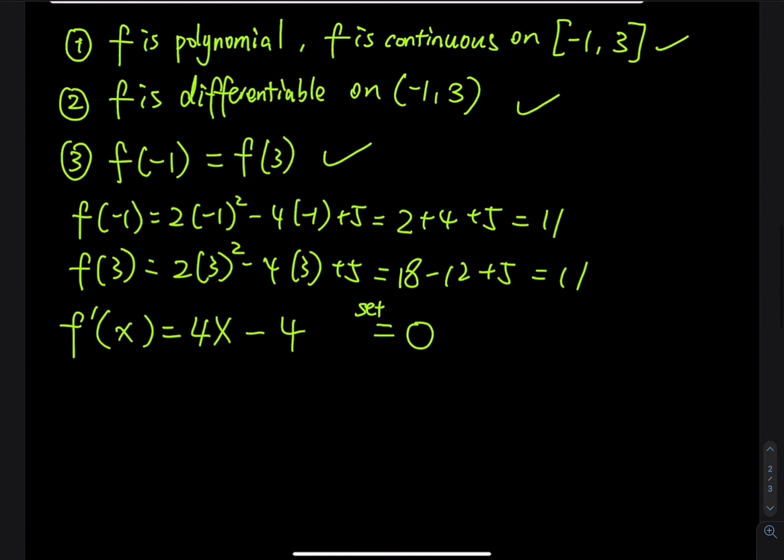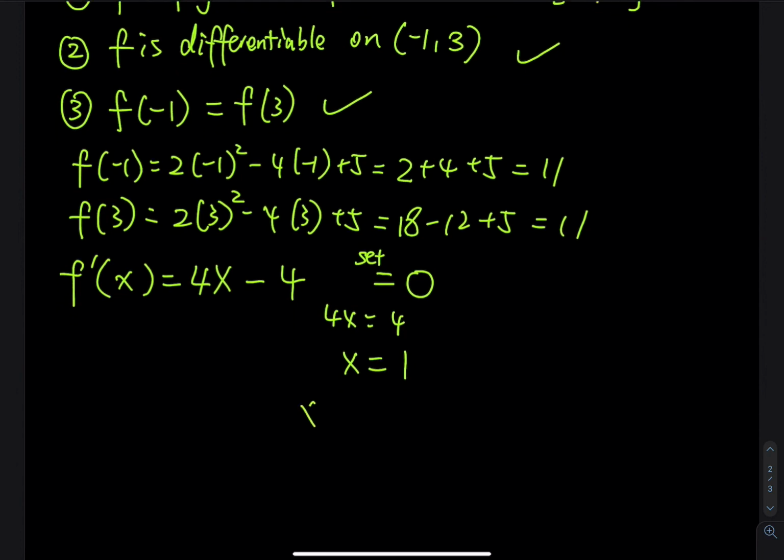So that is 4x equals 4, then x equals 1. And then the last thing is, is 1 between -1 and 3? Yes, x equals 1 is in the interval from -1 to 3. All right, so that's how you check Rolle's theorem.